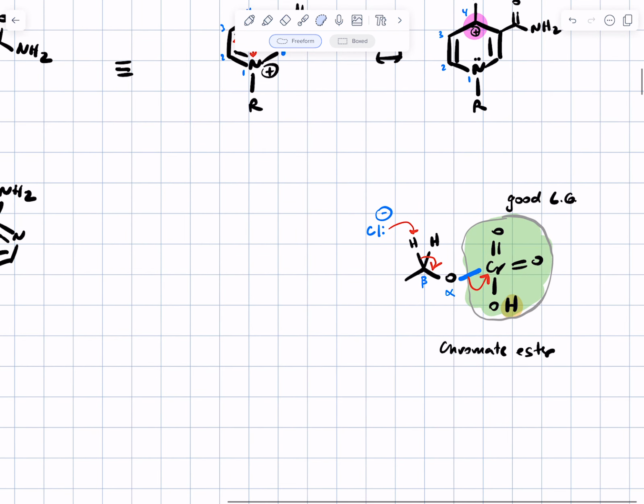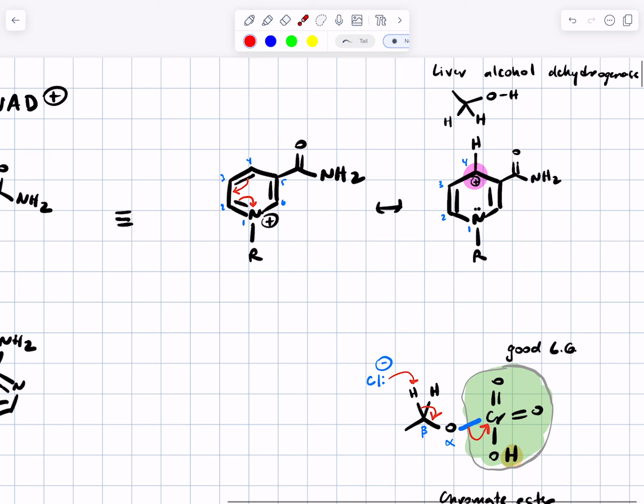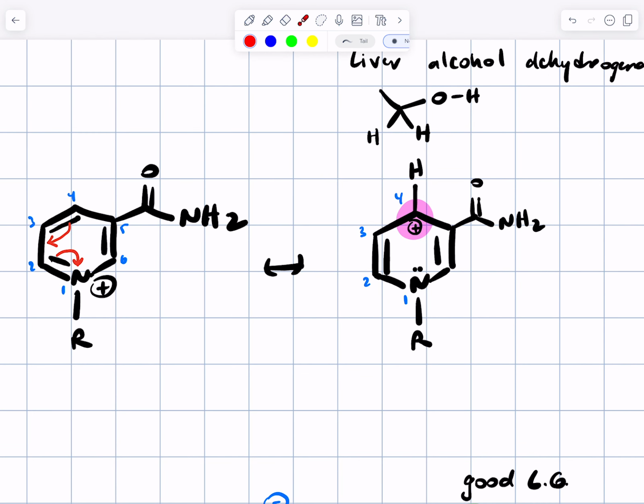In PCC, we put a good leaving group on the oxygen. Then we did an elimination where we remove a proton attached to the beta carbon. Electrons kick down to form the new pi bond, and then the electrons from the oxygen leave with the chromium. It turns out the enzyme is going to use sort of a backwards mechanism for that. For the enzyme, in the mechanism catalyzed by liver alcohol dehydrogenase, the leaving group is actually going to be H minus.